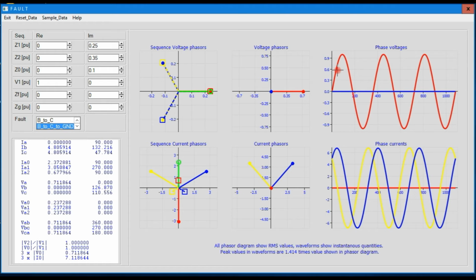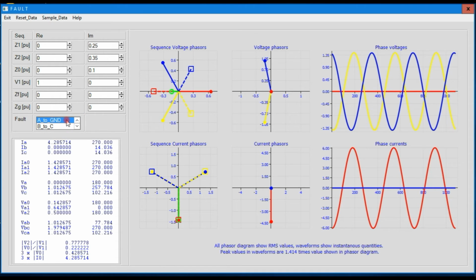Now, one of the things I was interested in was the sensitivity of these sequence parameters to the input data. So let's just go back to the line to ground fault. And the fault resistance is 0. We have a purely reactive network, and the fault current lags the positive sequence voltage by 90 degrees, and the voltage at the fault on the faulted phase is 0.